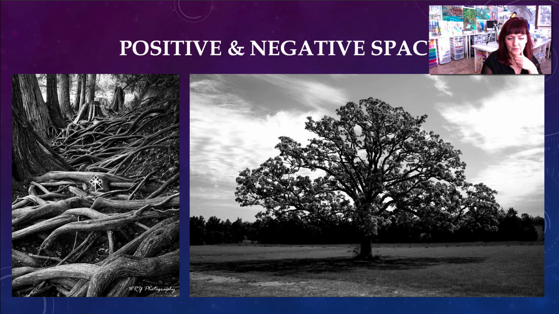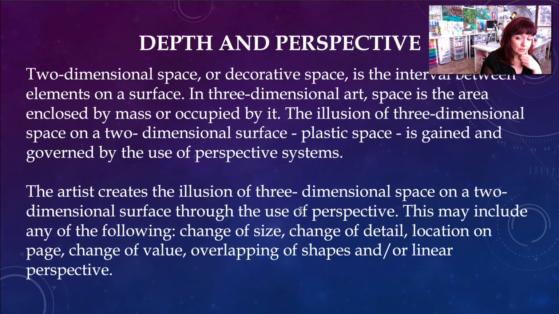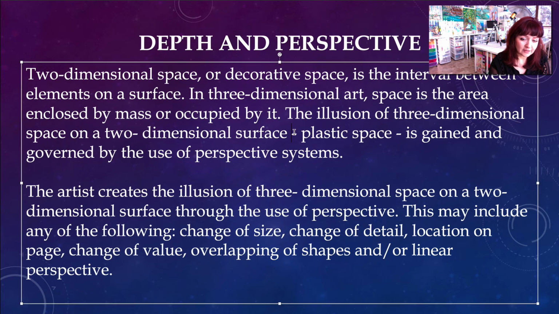Oh, I forgot to talk about this one. Again, the branches are your positive, and all the black areas in the middle, in between branches, those are your negative space. Then we also have another topic, and that is depth and perspective. Two-dimensional space or decorative space is the interval between elements on a surface. In three-dimensional art, space is the area enclosed by mass or occupied. The illusion of three-dimensional space on a two-dimensional surface, plastic space, is gained and governed by the use of perspective system. So perspective is another big assignment for us this semester.